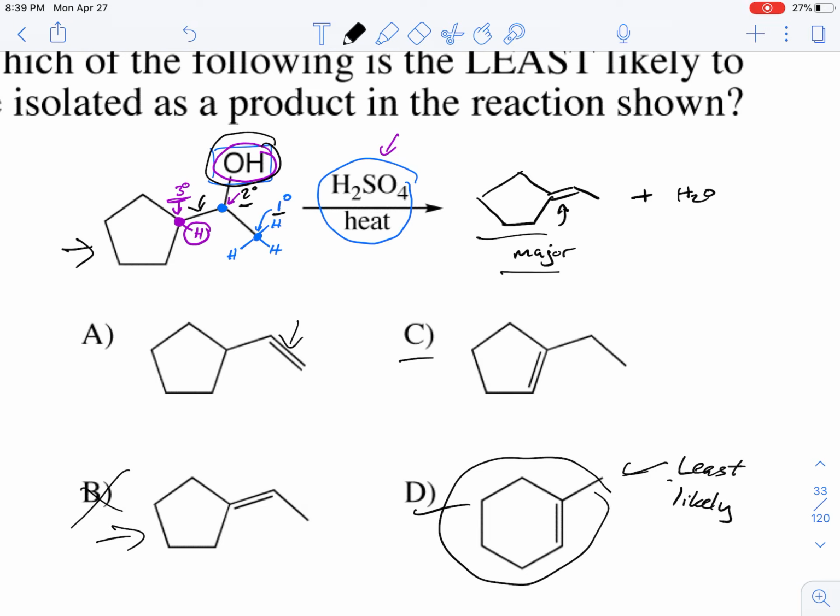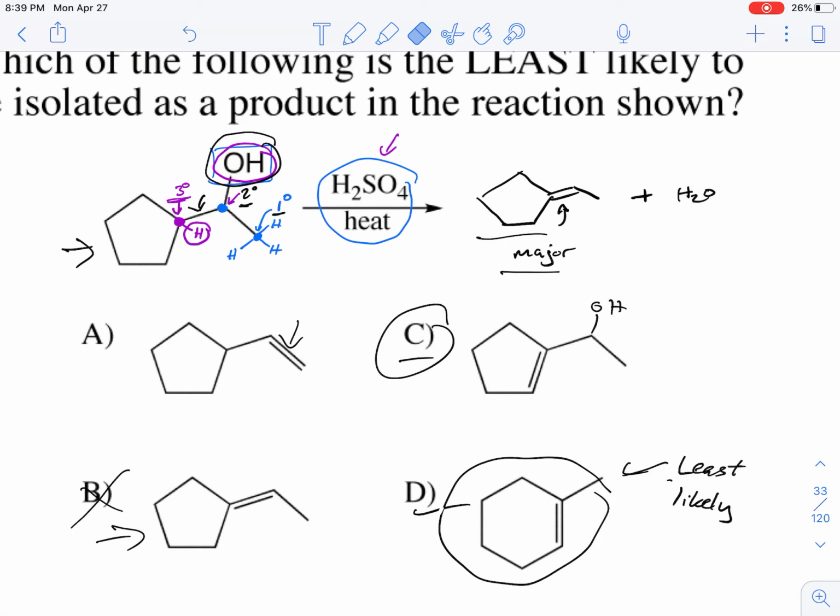And so for part C, notice that the alcohol was here. The double bond is supposed to be here or here. But in this case, the double bond kind of jumped another carbon over. And so that product could form if there was another reaction that occurred. It's not likely, but it could form.